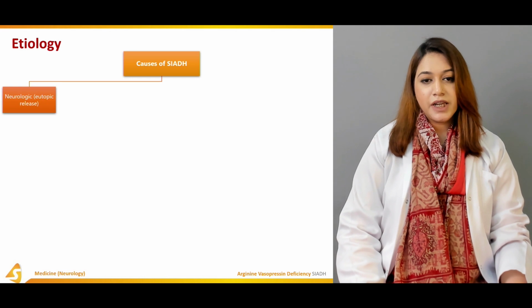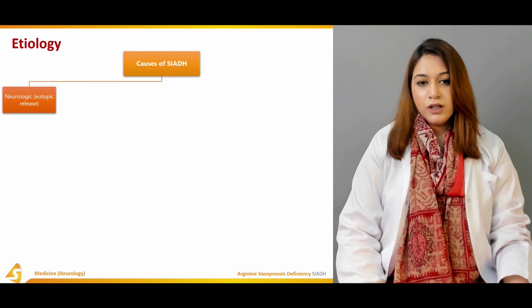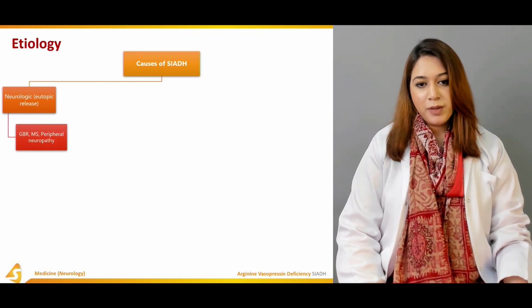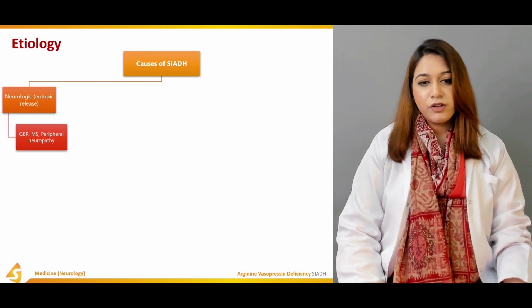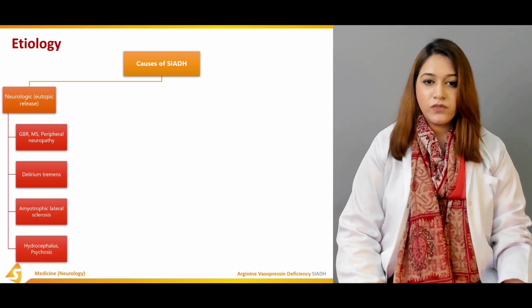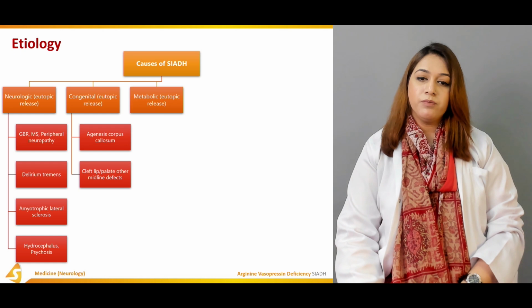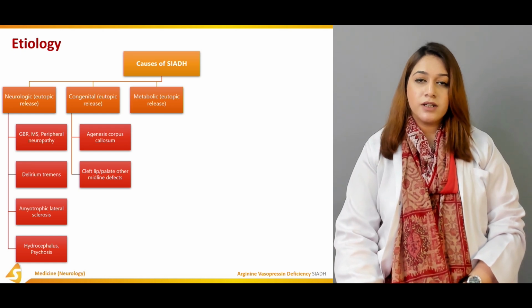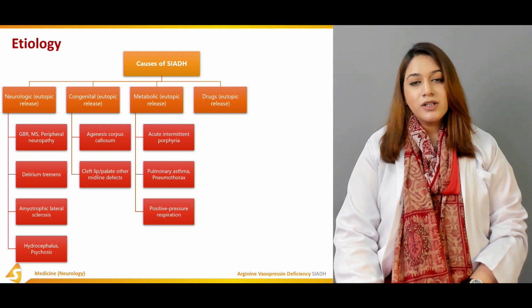Moving on to the other causes of SIADH, there are neurologic causes, in which there is also eutopic release of AVP. It can be due to multiple sclerosis, peripheral neuropathies, delirium tremens, and ALS or hydrocephalus. These are all the neurologic causes. The congenital causes include agenesis of corpus callosum, cleft lip, palate, and certain other midline defects. The metabolic causes include acute intermittent porphyria, pulmonary asthma and pneumothorax.